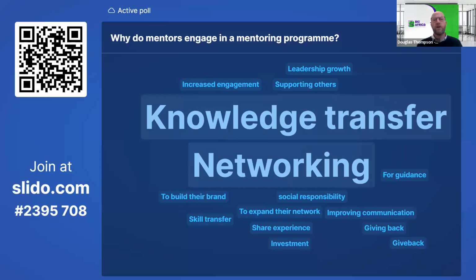Many times mentors are mentoring in a sector which is interesting to them, but which their original business sector or business knowledge wasn't focused on. So it's about knowledge transfer back to them, and the networking for this type of symbiotic relationship to improve their position as well. Increased engagement, leadership growth, supporting others as well. This idea of giving back, social responsibility, giving back for guidance.